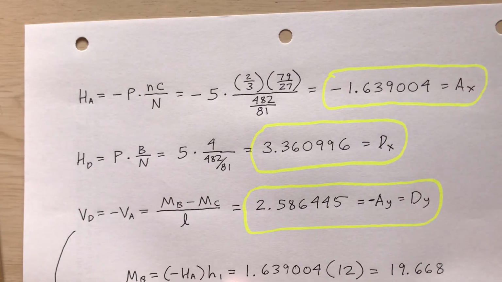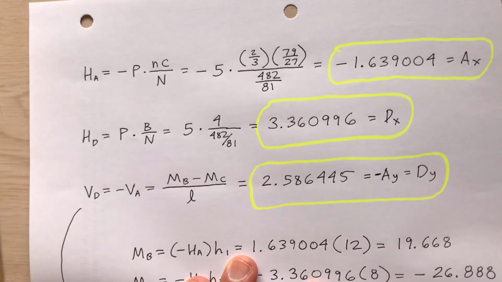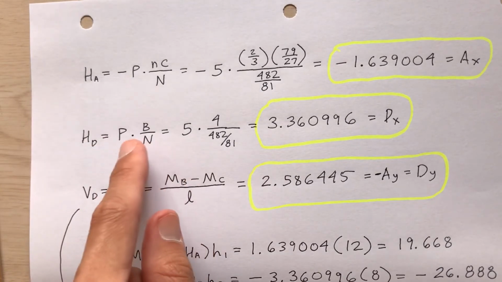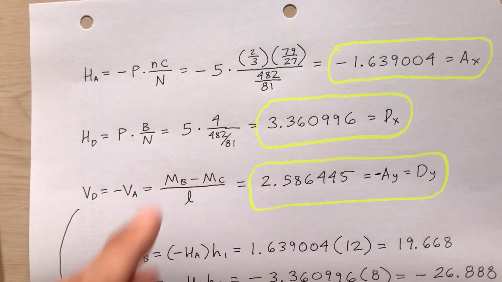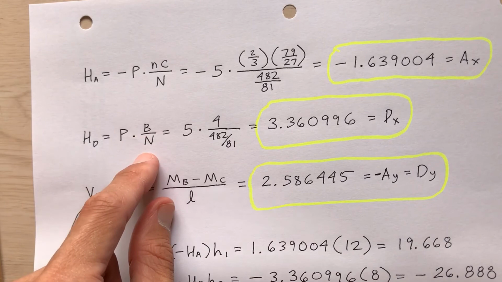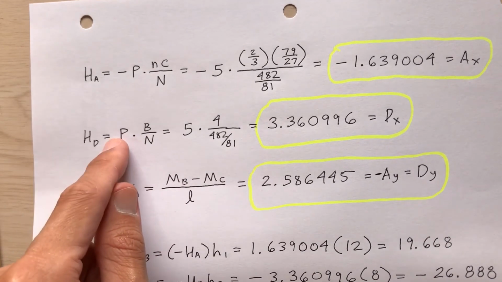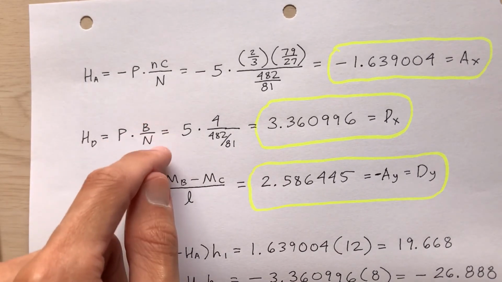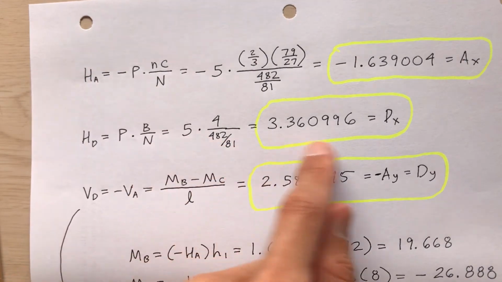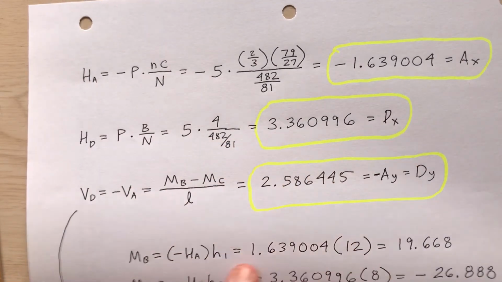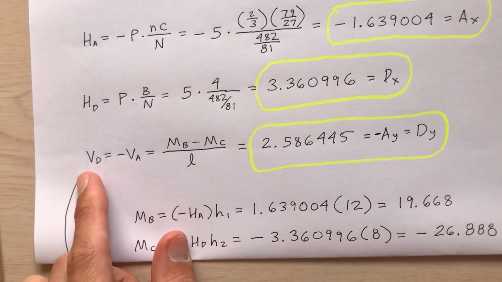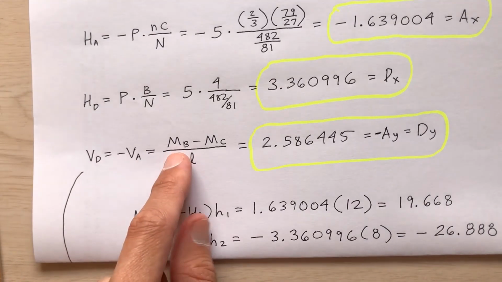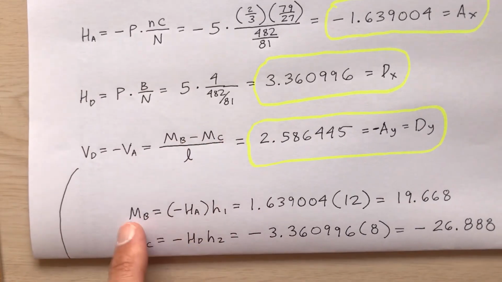Is that what I got when I did this using the flexibility method? Horizontal reaction at D is P times B over N. I calculated the B and the N a little while ago, and the P is the load, which is 5. So that gives the horizontal reaction at D. To calculate the vertical reactions at A and D, I need to calculate M sub B and M sub C, so I'm doing that down here.